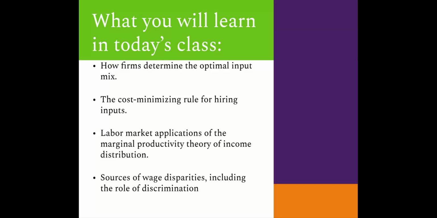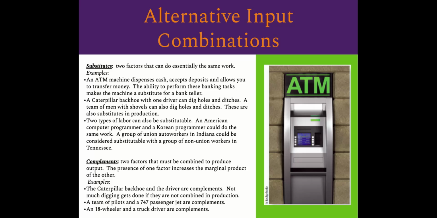The big thing that we're going to be looking at today, Module 72, is how do you know how much of each factor you should have when you put them together? So we're going to be taking a look at the optimal input mix, the cost minimization rule, and then we're going to be taking a look at marginal productivity theory. Why do different people get paid the same amount of money for the same job? That's an element that we're going to be looking at. It's popular on the AP exam, so that's what we're going to be taking a look at.